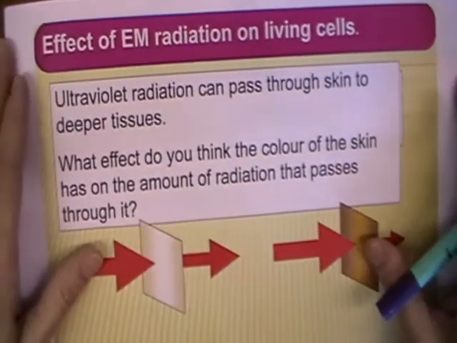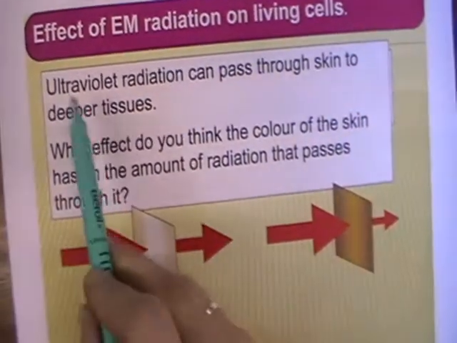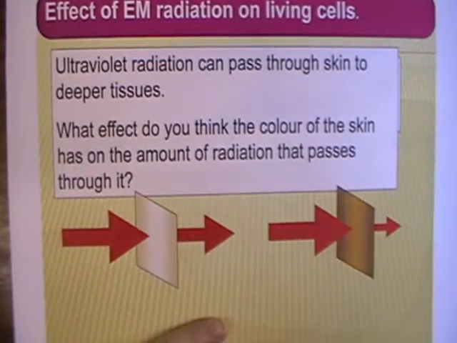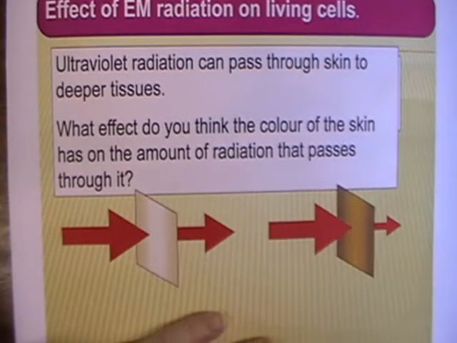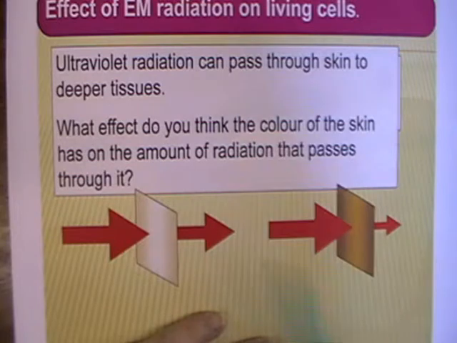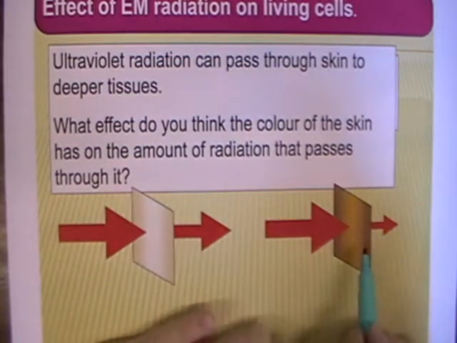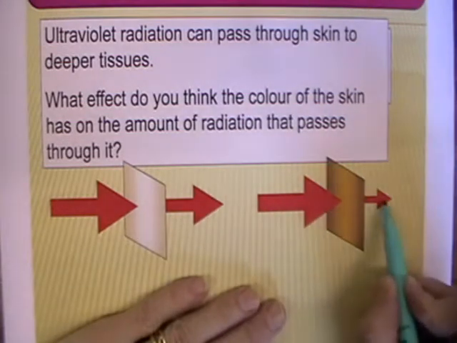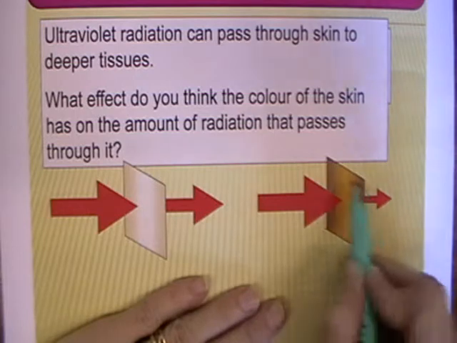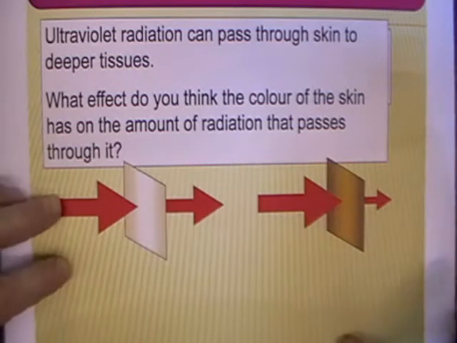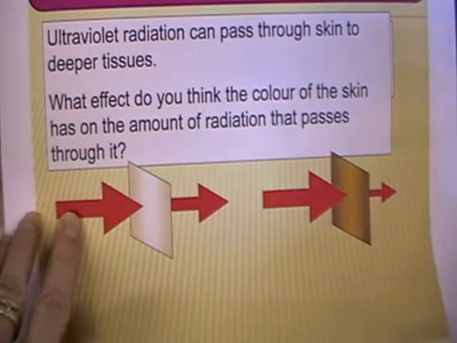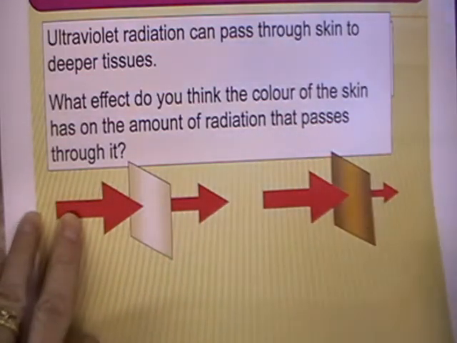So, some effects of electromagnetic radiation on living cells. Ultraviolet radiation can pass through the skin to deeper tissues, and this is a problem. What effect do you think the colour of the skin has on the amount of radiation that passes through it? If you have dark skin, in other words, black skin like in hot countries, then the amount of radiation passing through is much less, because black absorbs light much better than white skin does. So white-skinned people are at much more risk whenever they are lying out in the sun trying to get a suntan, because more of the radiation will be absorbed by the lower layers of skin, and that could lead to skin cancer.